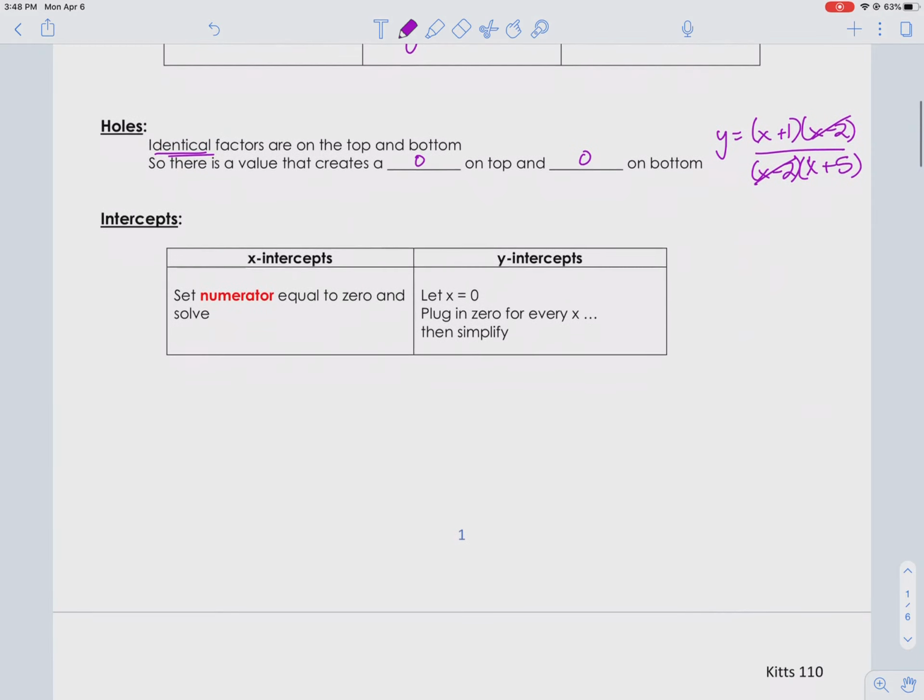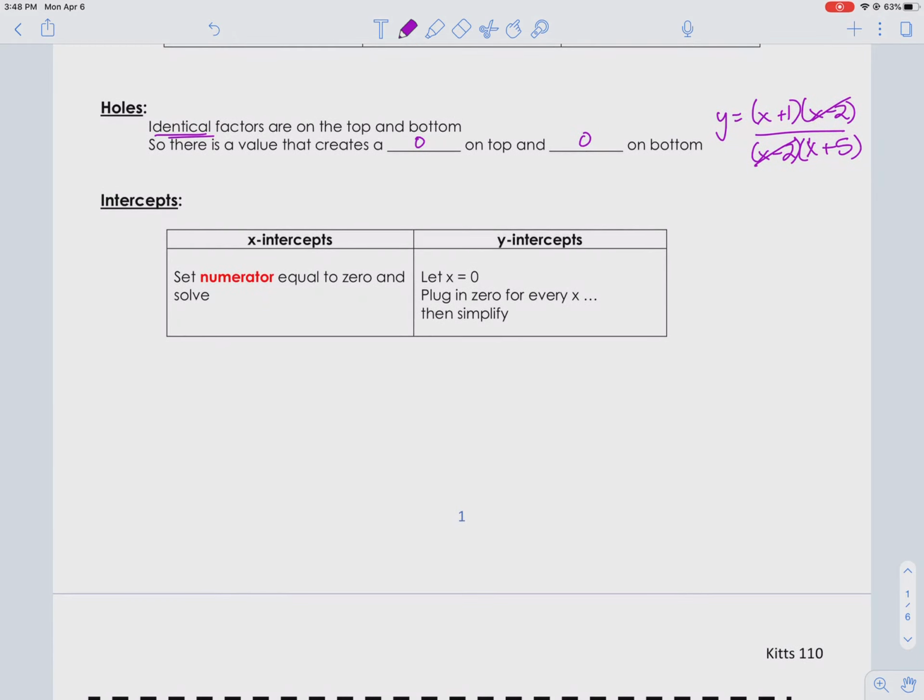So now let's talk about your intercepts. You can have x-intercepts and y-intercepts. So x-intercepts, you determine those by setting the numerator equal to 0. So the numerator is going to be 0. For the y-intercepts, you're just going to plug in 0 and then simplify, and that'll tell you what the y-intercepts are.